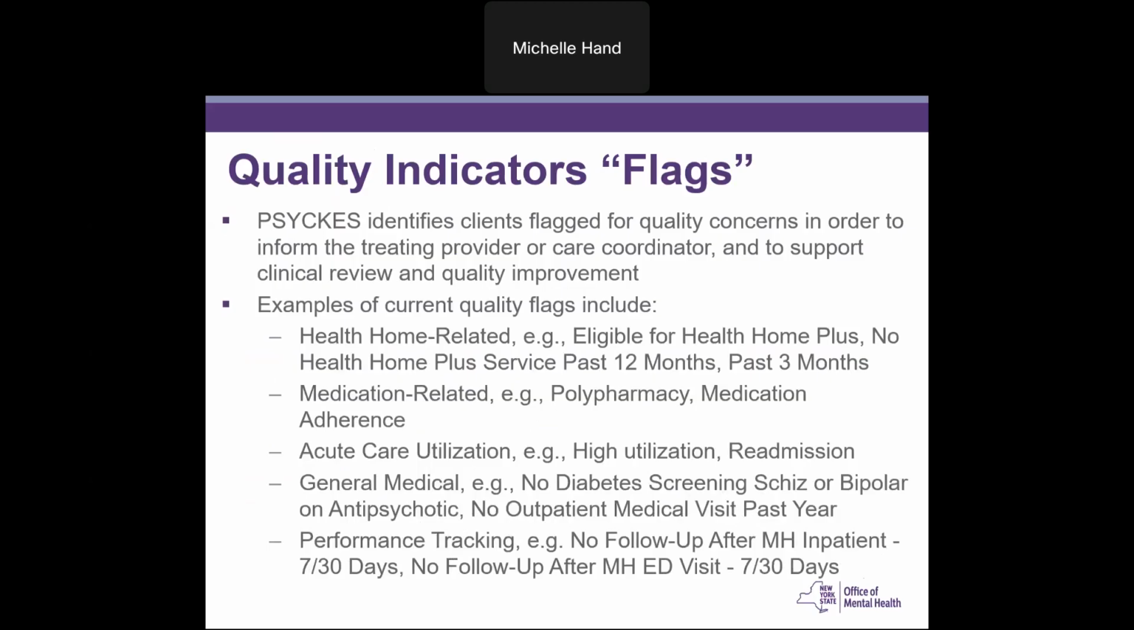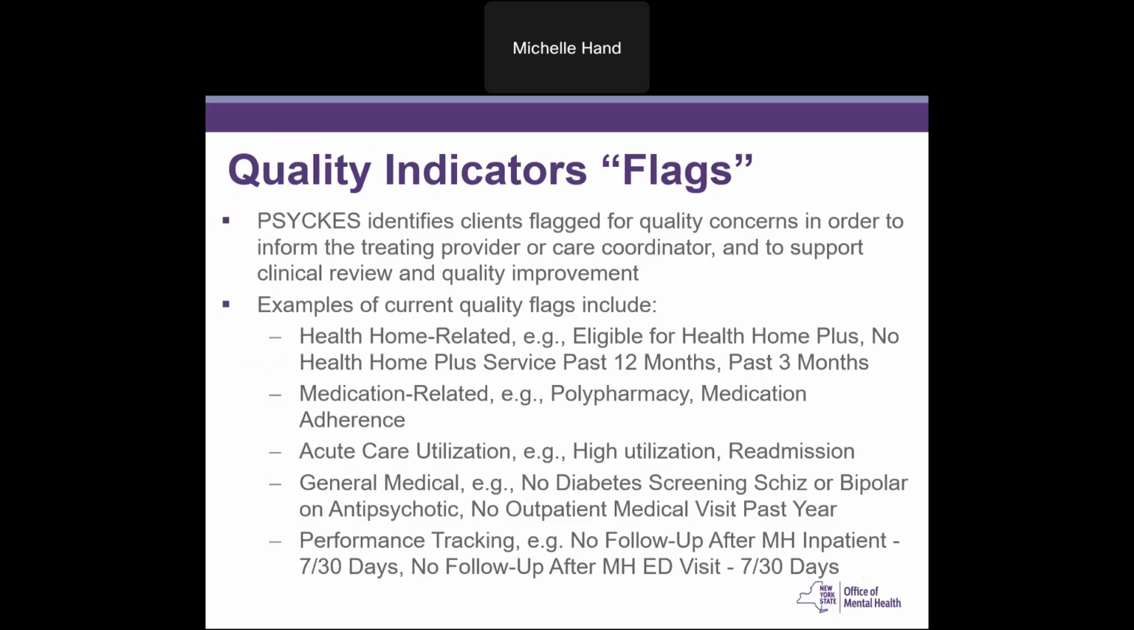All right, so in PSYCKES, we have what is known as a quality indicator or quality flags. Now, OMH has identified a number of health conditions or treatment issues that are important enough that they're worth scrutinizing. So what PSYCKES does is it tracks clients who are positive for one or more of these health conditions or treatment issues. And that way the provider or the managed care plan or the county or state government leadership can be made aware and take necessary next steps. And these flags can assist with supporting clinical review as well as quality improvement.